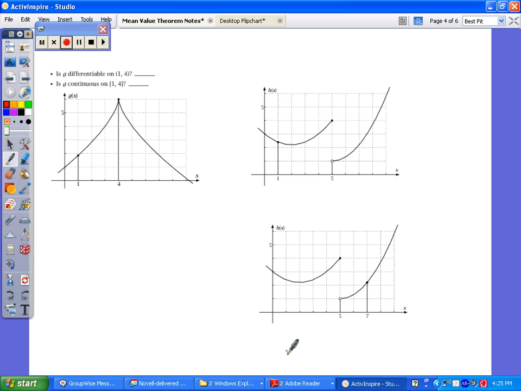If we look at these three graphs, we can determine whether it matters if it is differentiable at the endpoints. If we look at this first example, it says it's differentiable on the open interval 1, 4, which means we do not care about what happens at x equals 4. So everywhere between 1 and 4, it is differentiable. And it is also continuous everywhere on 1, 4, including at the endpoints.